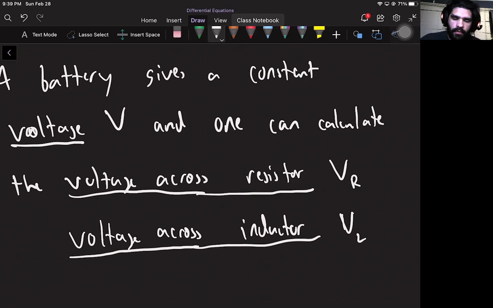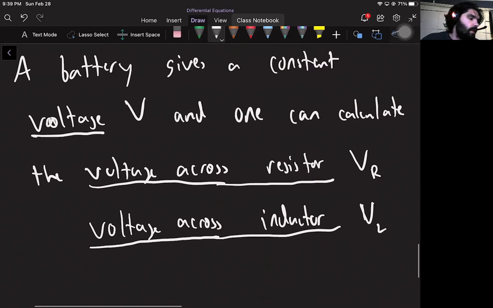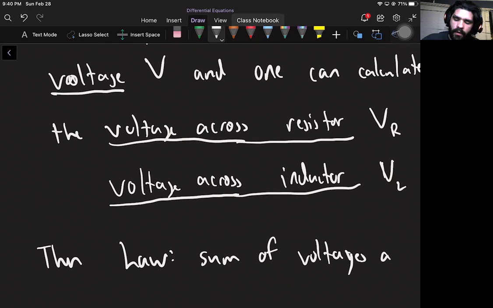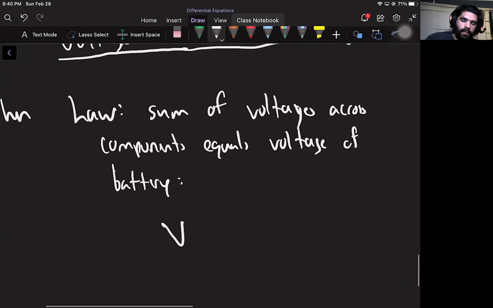And the way these relate is very much how force worked for the falling body problem, in that the sum of the forces add up to the total force, and now the sum of the voltages will add up to the total voltage of the battery. So that's a nice little thing we'll get to use. Okay, so then the law we get to use is that the sum of voltages across the components equals the voltage that the battery is providing. So if the battery has voltage V and there's a V_R voltage across the resistor and a voltage across the inductor, then those two added up give you V.